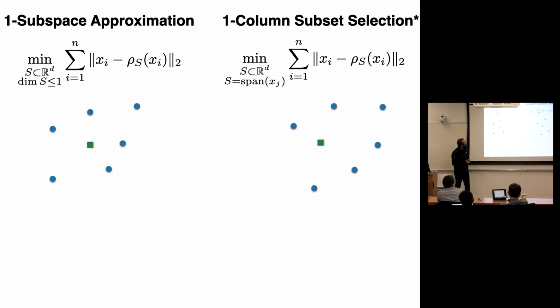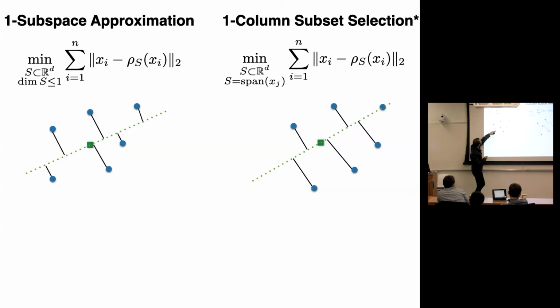Good. Now that we've seen one problem of this sort, I'll give you another problem. It's just like a one-dimensional extension. So this is a one subspace approximation problem. So what do I want to do? Now I have a data set x1 through xn, and I'm going to approximate it by a subspace of dimension at most 1, so a line. And now here, the subspace is arbitrary. Think of the green point as the origin. In one column subset selection, this is the same problem, except that now my line has to go through one of my data points. So the picture here is we're trying to find a line in the space which minimizes the sum of these black lengths. And in the one column subset selection, the line has to go through one of your data set points.